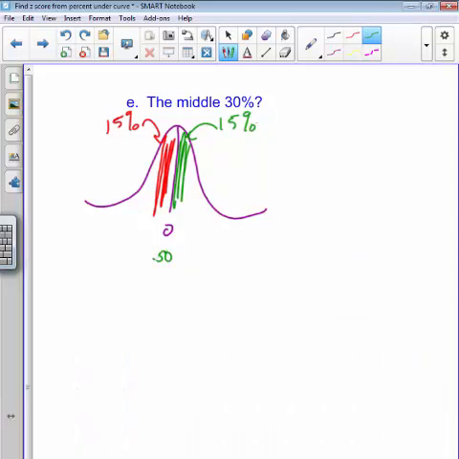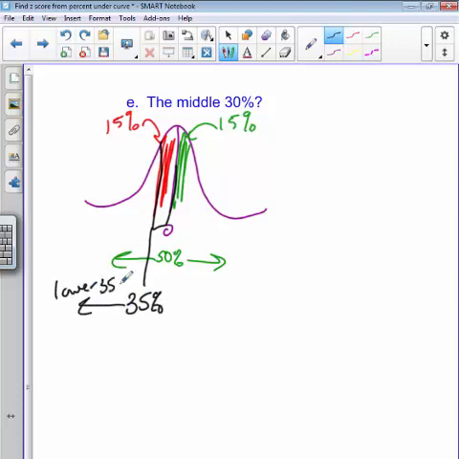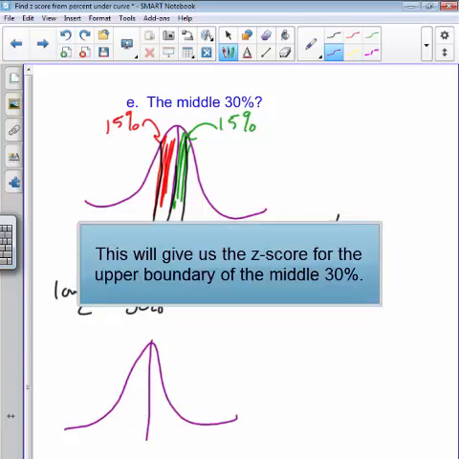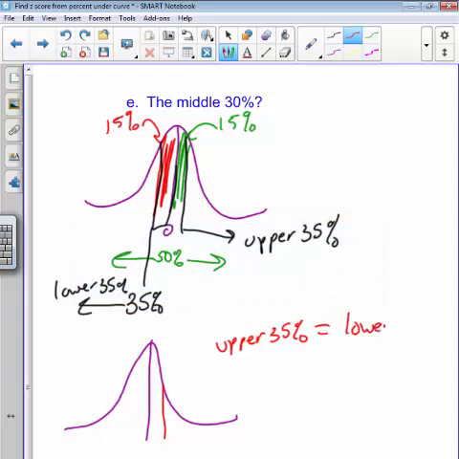In the middle, we know that there's 50% that go to the left and 50% that go to the right. If I want 15% here, that means all of this is the lower 35%, and all of this is the upper 35%. To find the middle 30, first we're going to look at the upper 35%. Upper 35%, that corresponds to the same as the lower 65%. That's all of this.